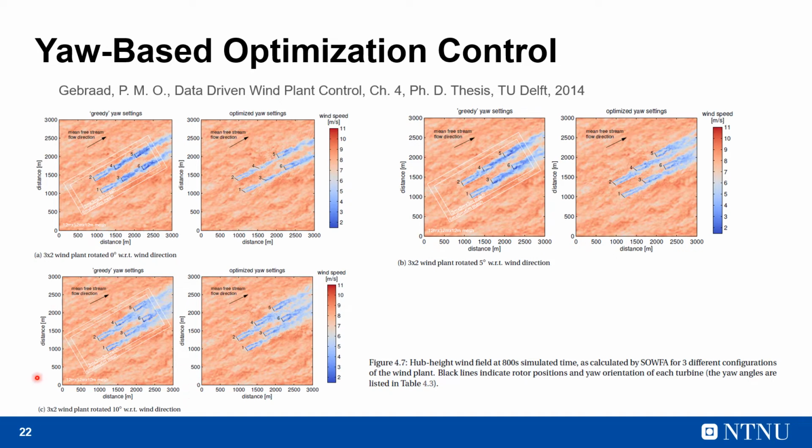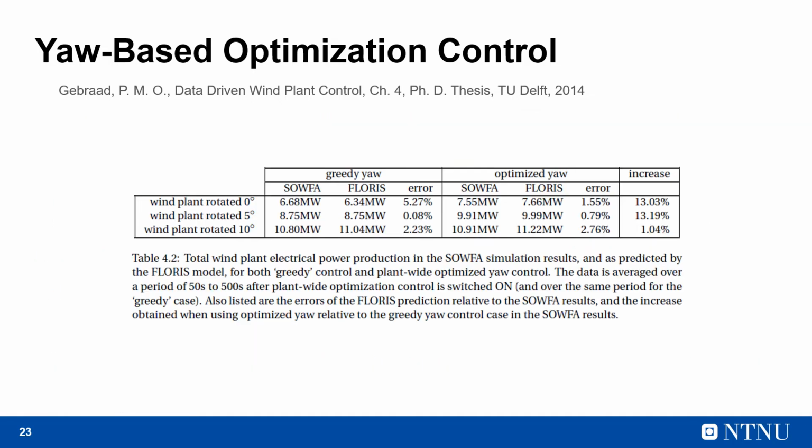In the third case, where the wind is inclined to the wind plant longitudinal axis by 10 degrees, we see that even with greedy yaw settings, because of the inclination of the wind, the wakes do not overlap as much and there are not many regions of high velocity deficit. Again, even using the optimized yaw settings, the yaw of the turbines has not changed much from the greedy yaw setting case. And so this points to a case where we do not expect significant increases of the wind plant power.